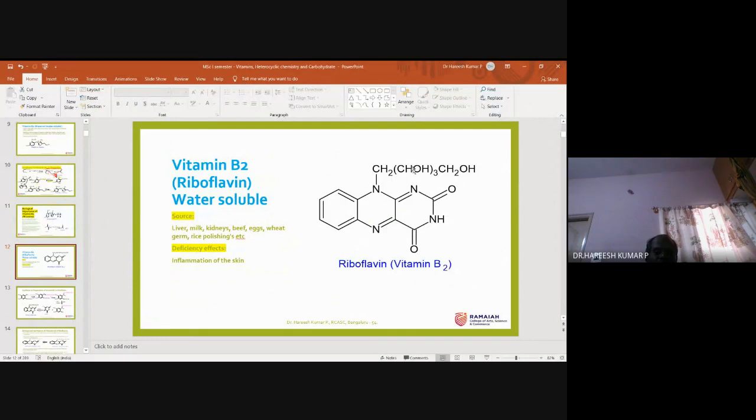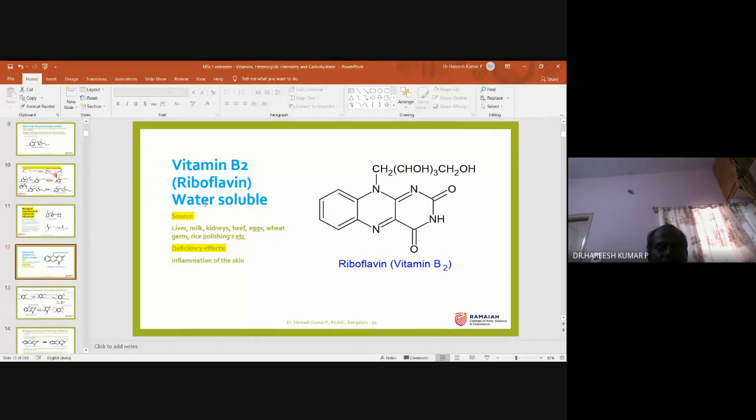The next vitamin is called B2. Vitamin B2 is also called riboflavin. Why ribo? Look here, this is a ribose sugar. This group is called ribose sugar, and that is the reason it is ribo. And this group is called the flavin group. So that is the reason it's riboflavin.